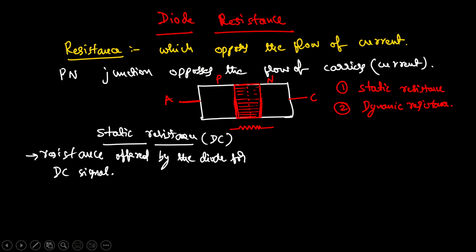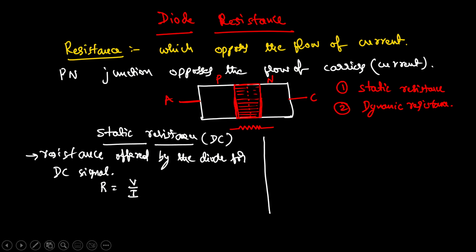So that resistance is called a static resistance, and this resistance consists of a fixed, stationary value. That's why the name is static resistance. The simple equation of this resistance is R equals V by I, voltage by current: the voltage applied to the diode and the current through the diode. The ratio of these two explains the static resistance.